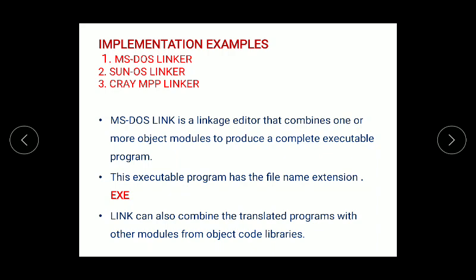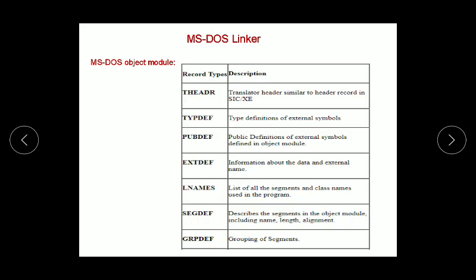Okay, so whenever a user program is very lengthy, it can be divided into different submodules. So we require this MS-DOS linkage editor to combine one or more object modules to produce a complete object program. This executable program has the file name extension .exe for executable. Link can also combine the translated programs with other modules from the object code libraries.